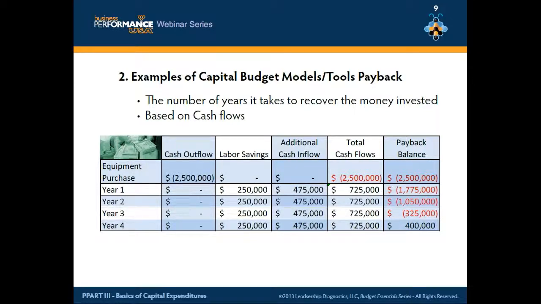If we look at this over a 4-year period, it's just basic mathematics. You start out with the purchase, the cash outlay of $2.5 million, and each year we're expecting $725,000. So you do the math, and roughly when you come down to about year 4, it would take you a little less than 3.5 years to pay that back. So it gives you an idea of how long it takes to recover the money that you invest, and it's based on cash flows.